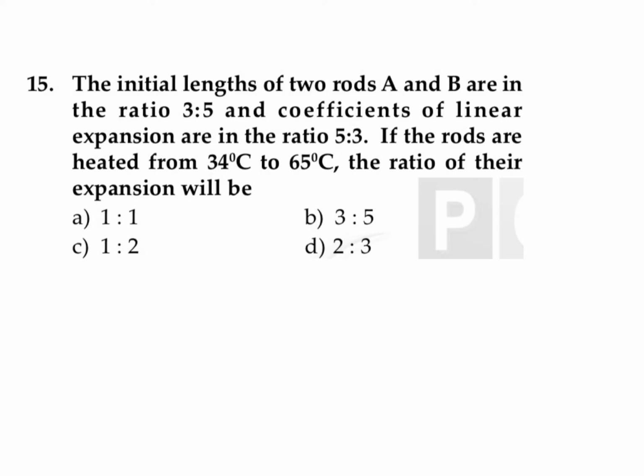In this question, it is given that the initial lengths of two rods A and B are in the ratio 3 is to 5. So we can write the length of the first rod by the length of the second rod is in the ratio 3 is to 5. And the coefficients of linear expansion are in the ratio 5 is to 3. So we can write the value of alpha 1 by alpha 2 is in the ratio 5 divided by 3.